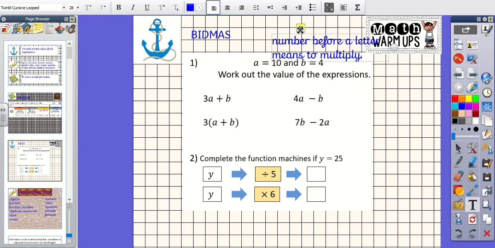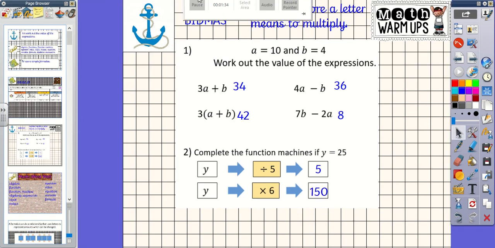Pause the video here and have a go at question 1. If you want to have a go at question 2 as well, that's absolutely fine. You've got to complete the function machines if y equals 25. So y is 25, that's your input. You've got the function and then you need to find the output. Pause this video here please.